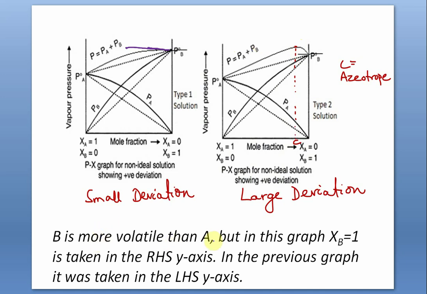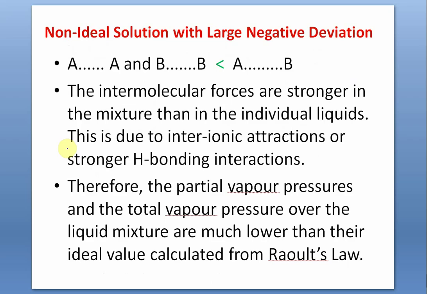B is more volatile than A as usual, but in this graph, XB = 1 is taken on the right y-axis. And in the previous graph, the more volatile B was taken on the left y-axis, which I have already told you. Now, let's take up non-ideal solution with large negative deviation.